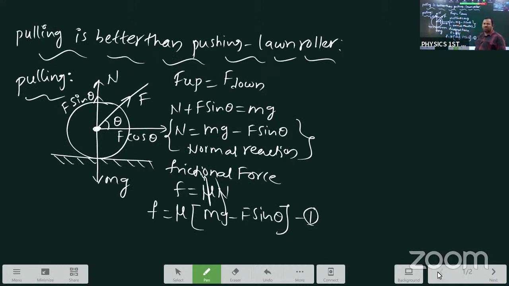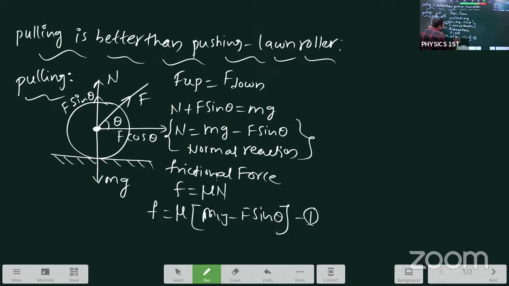What does the upward force mean? F is divided into two components. F sin theta plus N is the upward force. The downward force is equal to mg. Then the frictional force formula: F equals mu into N. Frictional force is mu into N.